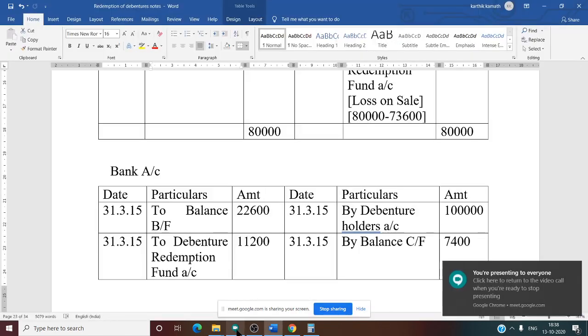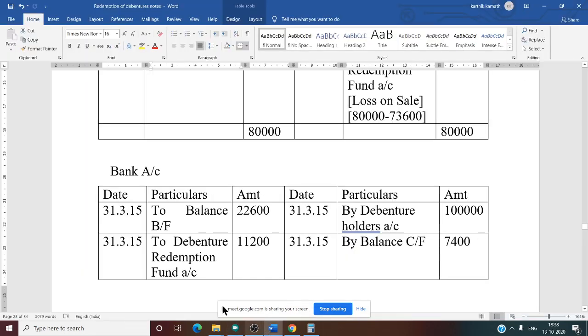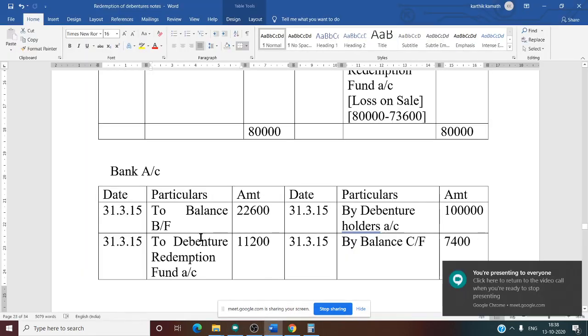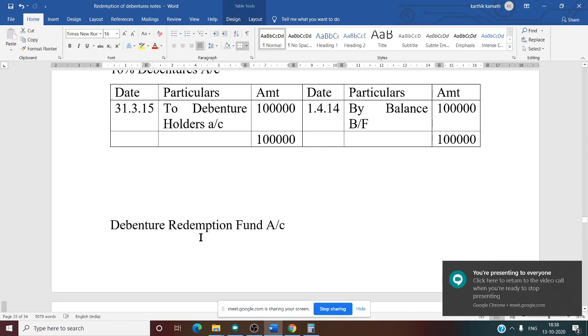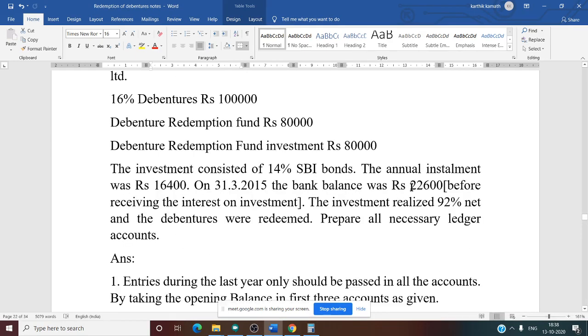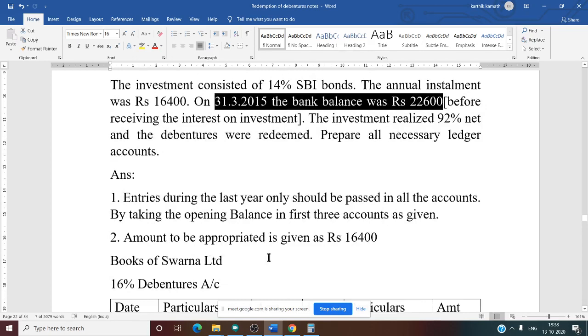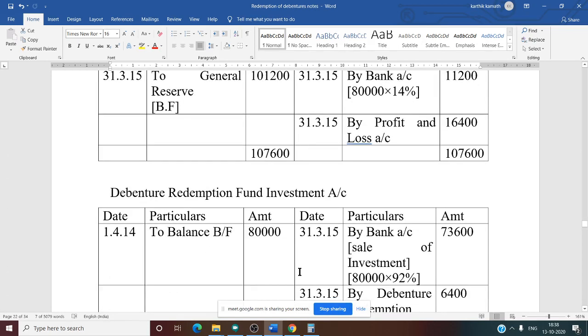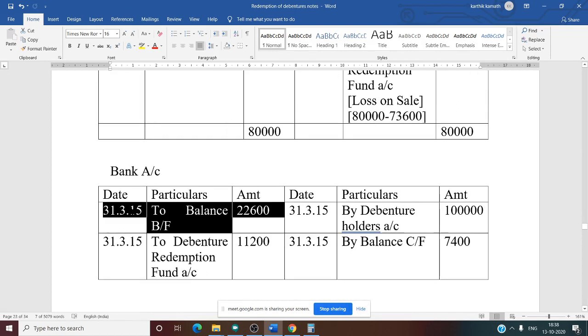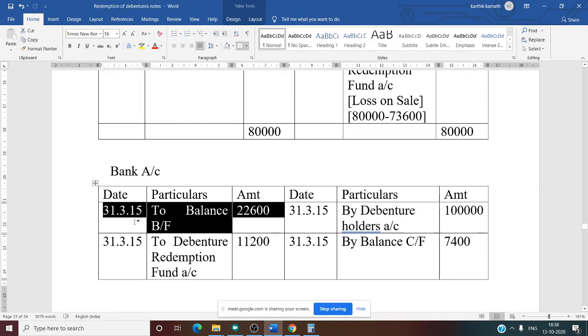So now you see the bank account, the fourth account. In this bank account, once you see the question, whether the opening balance is given or the last year balance is given for bank. Yes, given. See this, 31/3/2015, the closing balance is given. Last year closing balance is given. That is 22,600, so that balance you need to write. Bank account, you know, has a debit balance. That is why you start from the debit side. To balance brought forward, year end. Last year end, date is important, 31/3/2015. 22,600 directly from the question.